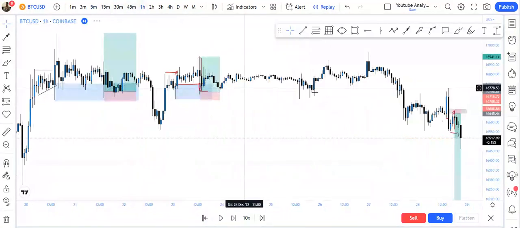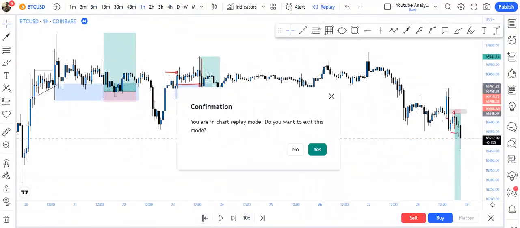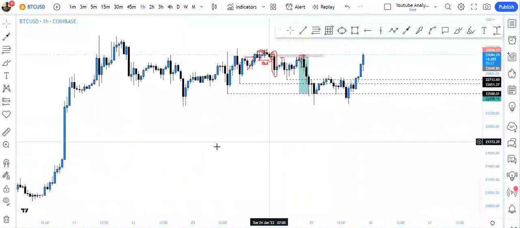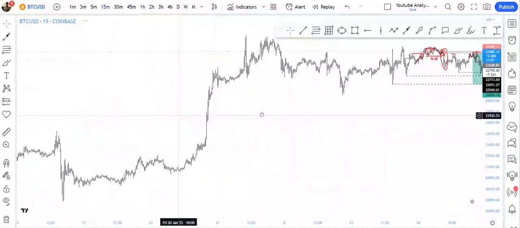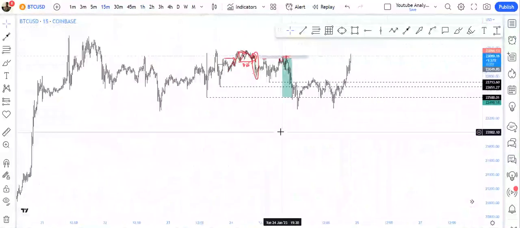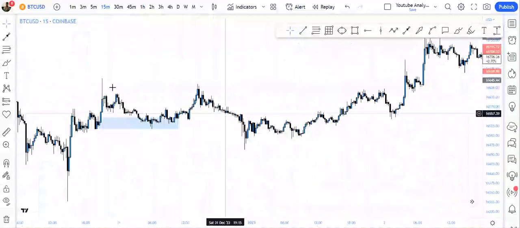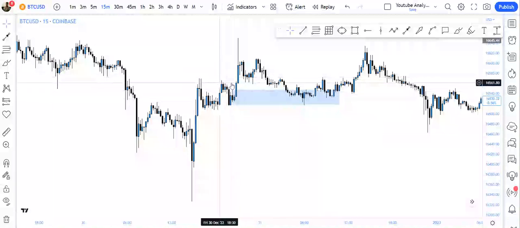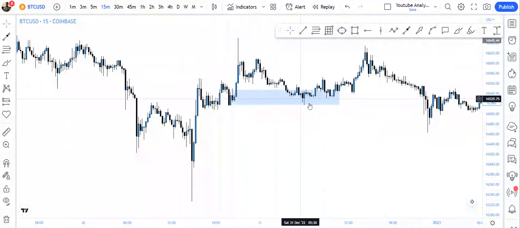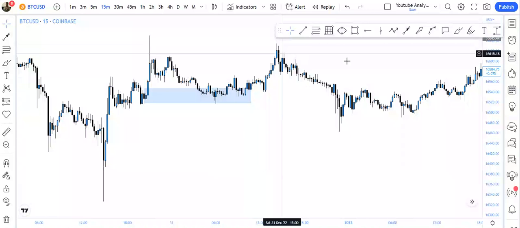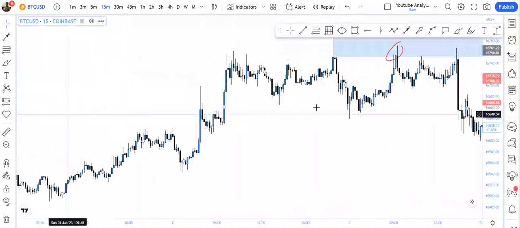Now let's take a look at more examples. Let me remove this. Take a look at more examples right over here. Again, last down move for the up move that broke structure right over here. Valid demand zone. Price moved all the way towards the upside. This is a beautiful risk-to-reward ratio as well.